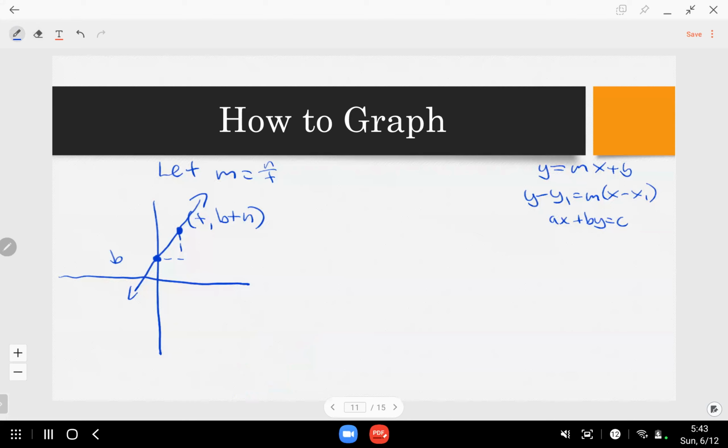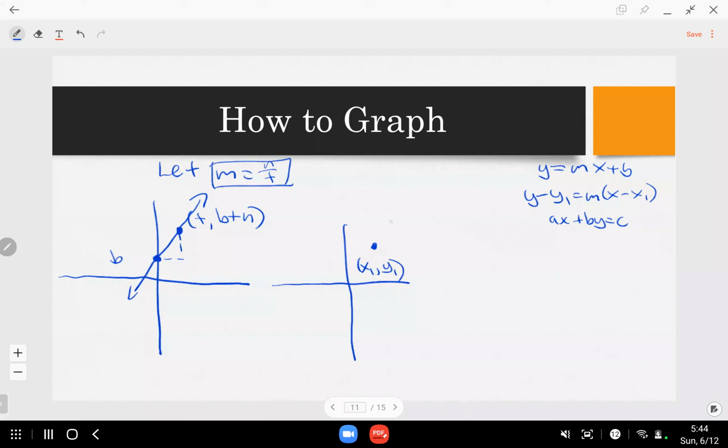How about y minus y1 equals m times x minus x1? All right, so you can see that it already gives you, straight out, a point, right? The x1, y1 already gives you a point. And you also have the m, right? So we're still letting m be n over t.